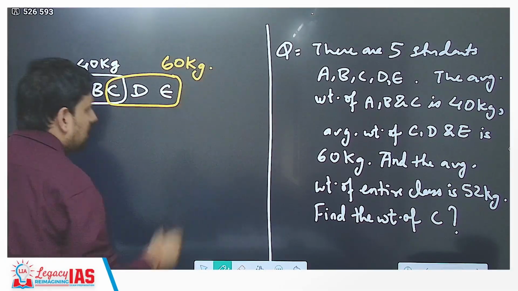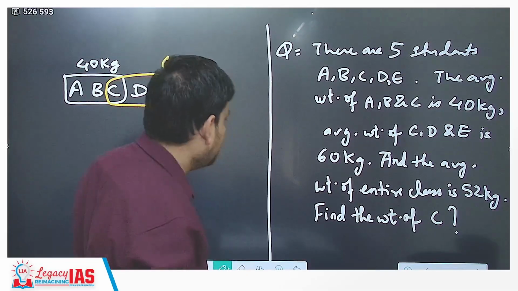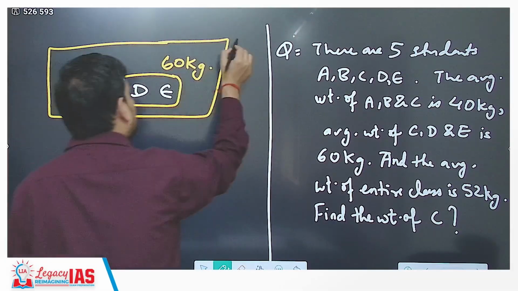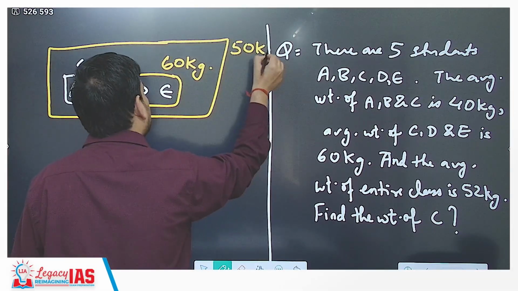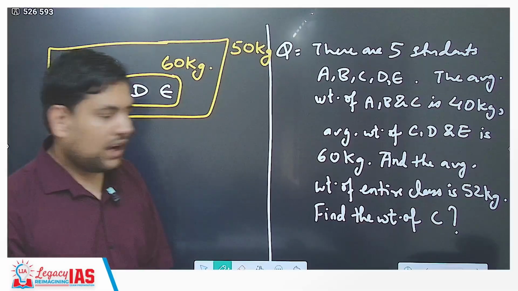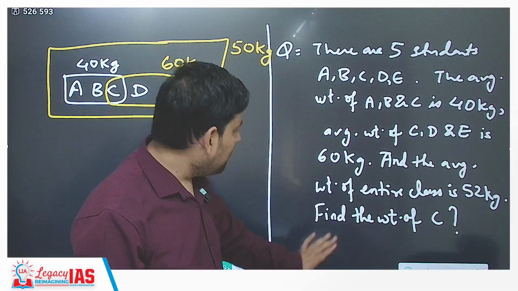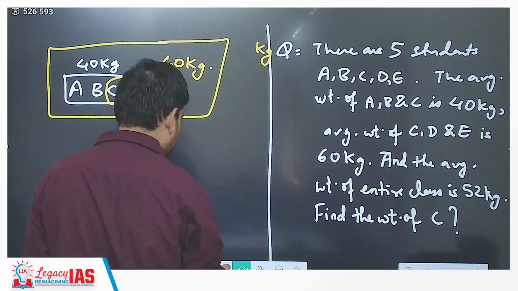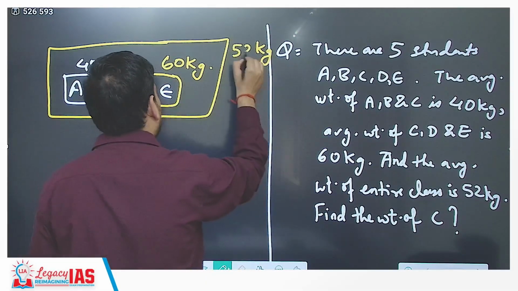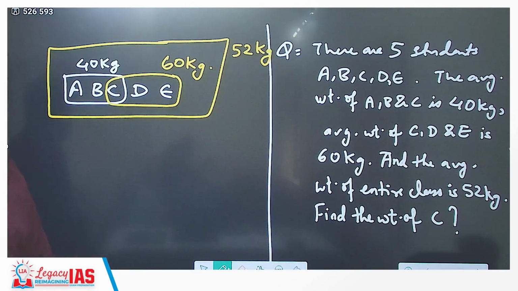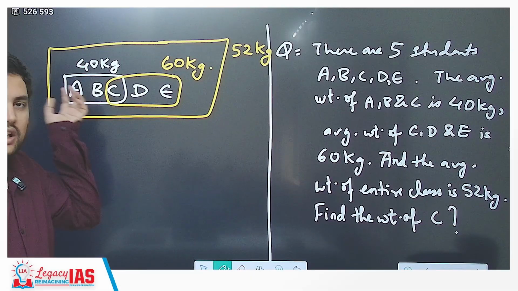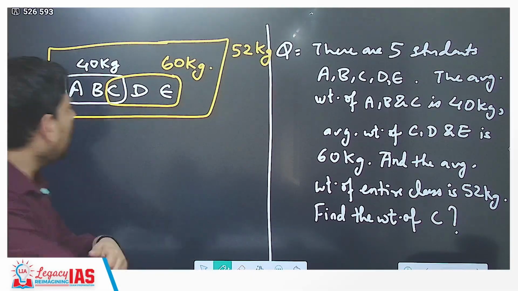So that is 40 kg. This is 60 kg. Now, the average weight of the entire class is, sorry, 52 kg. Now you need to find the weight of the middle person, that is C. Here, whatever comes out, you can only get the exact value of the weight of C only. Now, let's see how you do this.